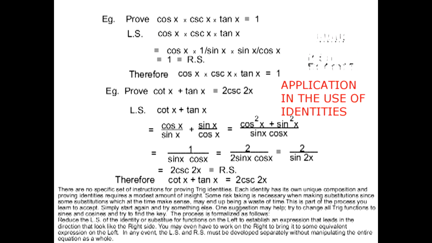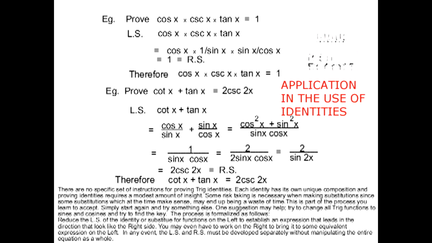On this screen, which is part 5, we will prove two identities. The first is to prove that the cosine of x times the cosecant of x times the tangent of x is equal to 1. Well, let's see what we can do here. The cosecant of x is 1 over sine x. The tangent of x is equal to sine x over cos x.